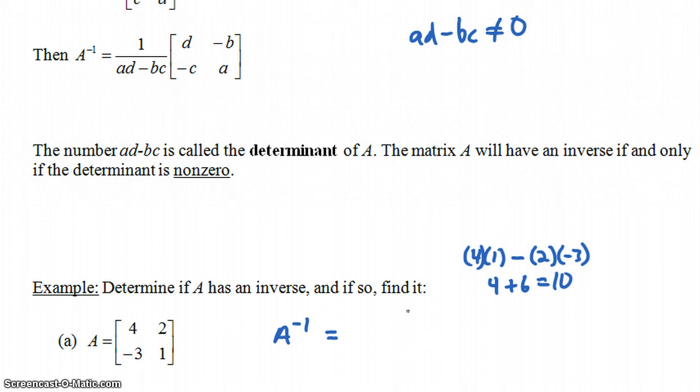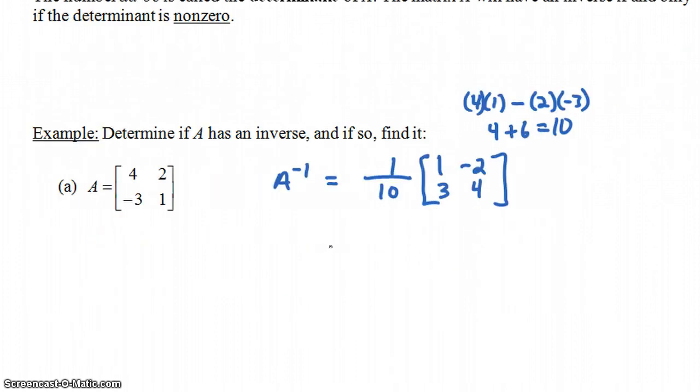So our inverse matrix is going to be 1 over that determinant, 1 over ad minus bc, times the matrix that we get by flipping these two numbers. The 1 and the 4 are going to flip, the a and d. And then we take negatives of these two numbers, the b and the c. So we're going to have a negative 2 and a positive 3 right here. So this is A inverse.